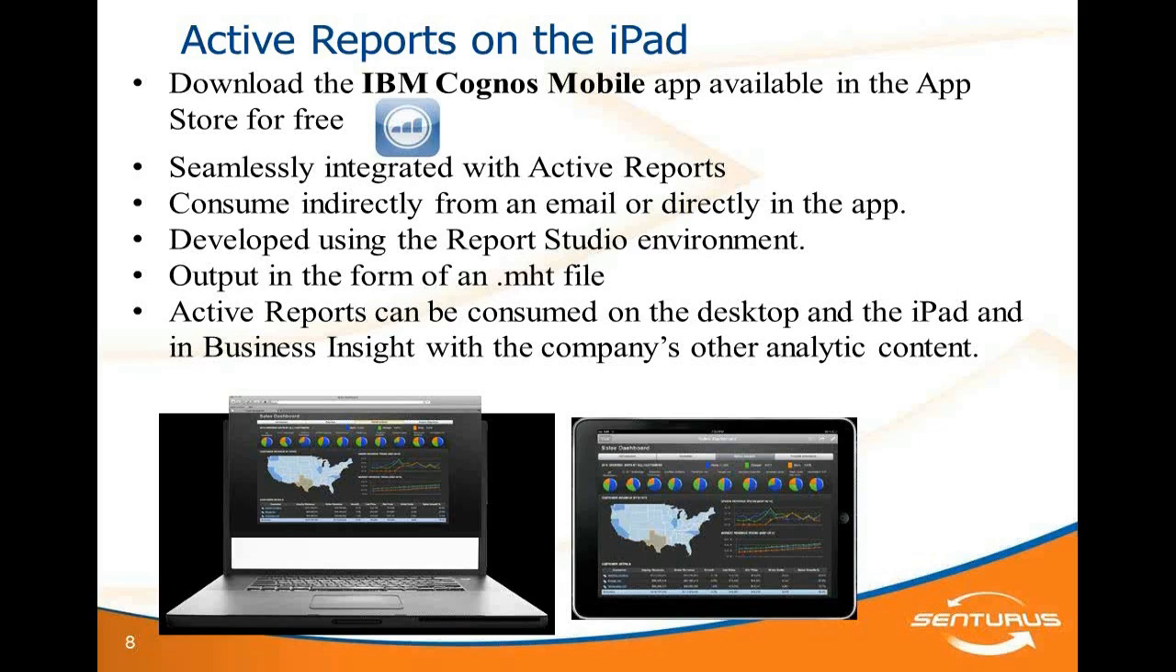The output of an active report is in the form of an MHTML file. So it's a .mht file. It carries with it not just the data behind the scenes that is needed, but it also packs in the presentation content and the images that go in with the file. So it basically is a self-contained file that pretty much carries everything in it, which makes it really easy to consume in an offline mode as well.